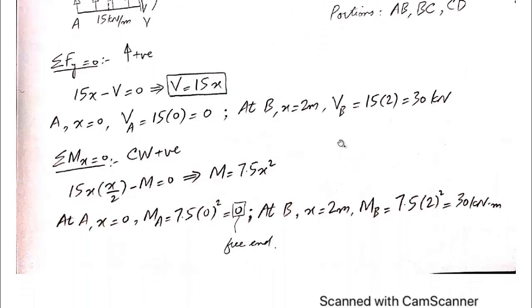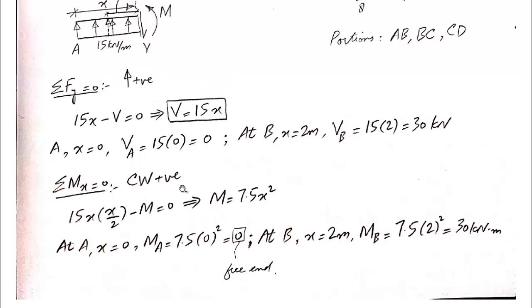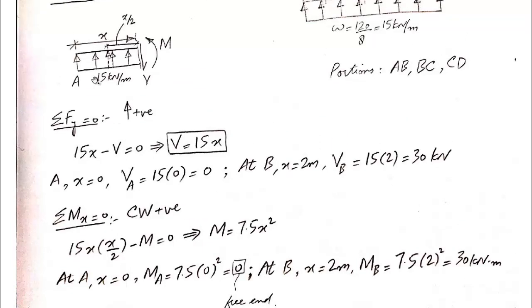Okay, and then sigma Mx equal to 0. Our convention will be clockwise moment will be taken as positive. 15 into x by 2. This is basically the moment caused by the resultant of this UDL. 15 into x is the magnitude of the resultant, which is acting in the upward direction, and about the section it will produce moment in counterclockwise direction.